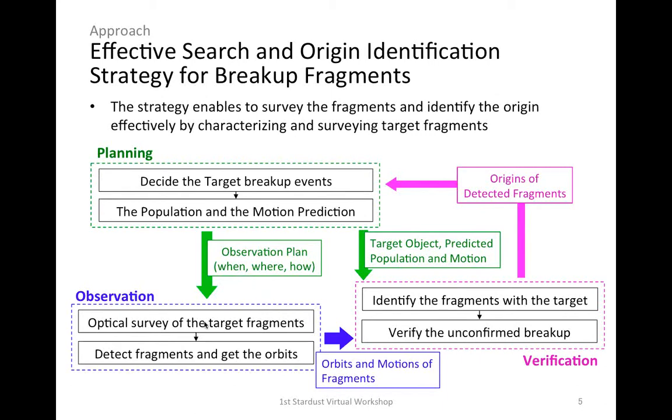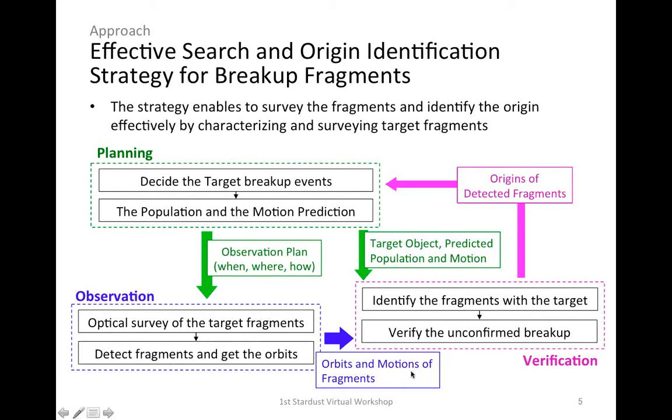Second, in observation, the optical survey is performed based on the observation plan. When a fragment is detected, its motion can be obtained. If the tracking of the fragment is a success, one can get a highly accurate orbit. The orbit is used in verification to identify its origin.